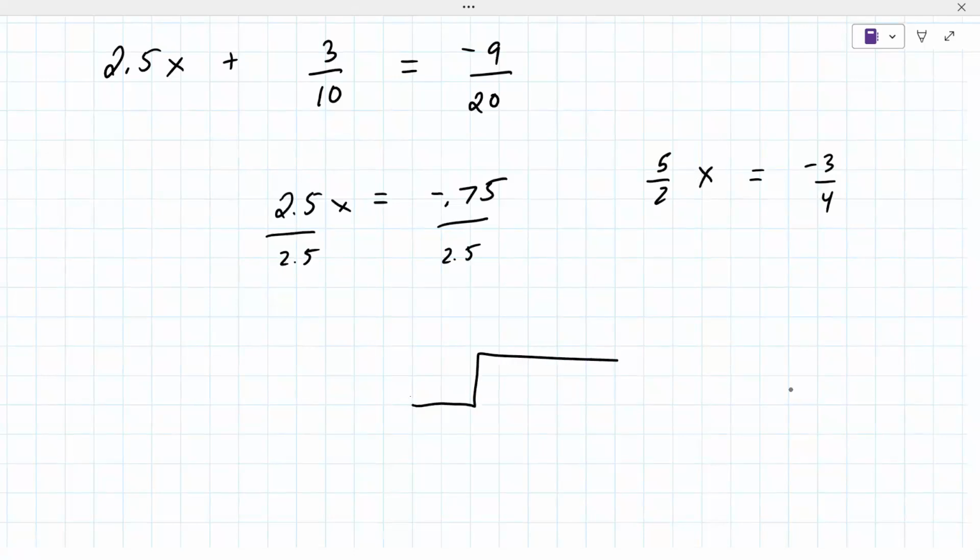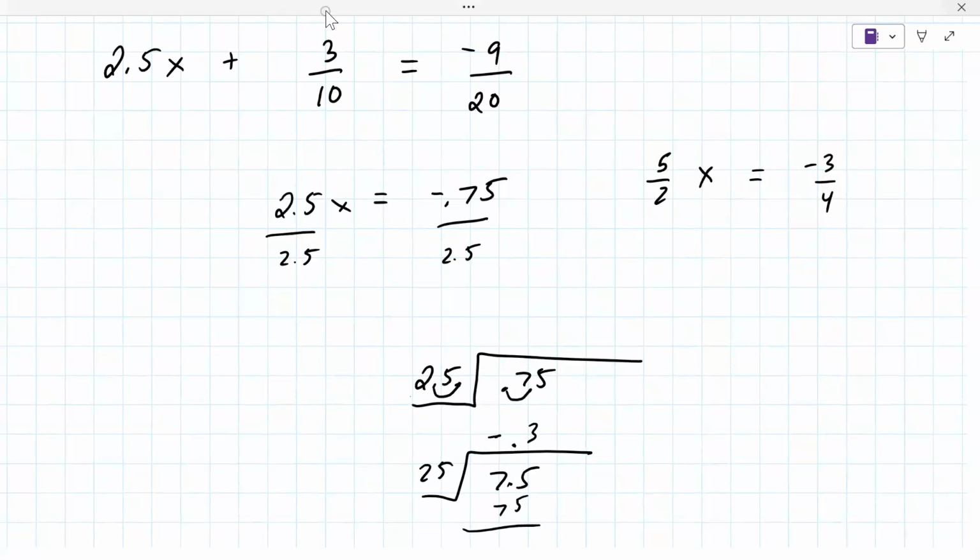It's not 2.5. You have to change that to 25 into 7.5. And it's just harder. Or you multiply by the reciprocal, 2/5, 2/5, and you get x equals, these cancel, -3/10, which is minus 0.3. Either of those are pretty good here.